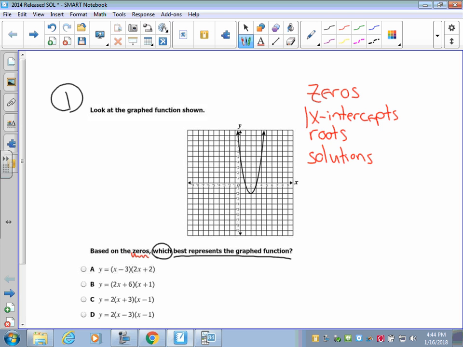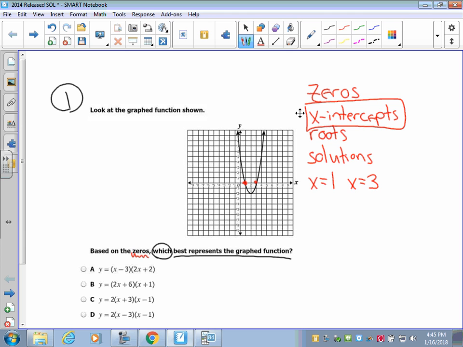And whenever we're given a graph, it's easiest to see the solutions from the x-intercepts. So we see we have x-intercept, that's where it crosses the x-axis. We have 2 x-intercepts in this problem, or 2 solutions, 2 roots, 2 zeros. And that's where x is equal to 1 and where x is equal to 3.